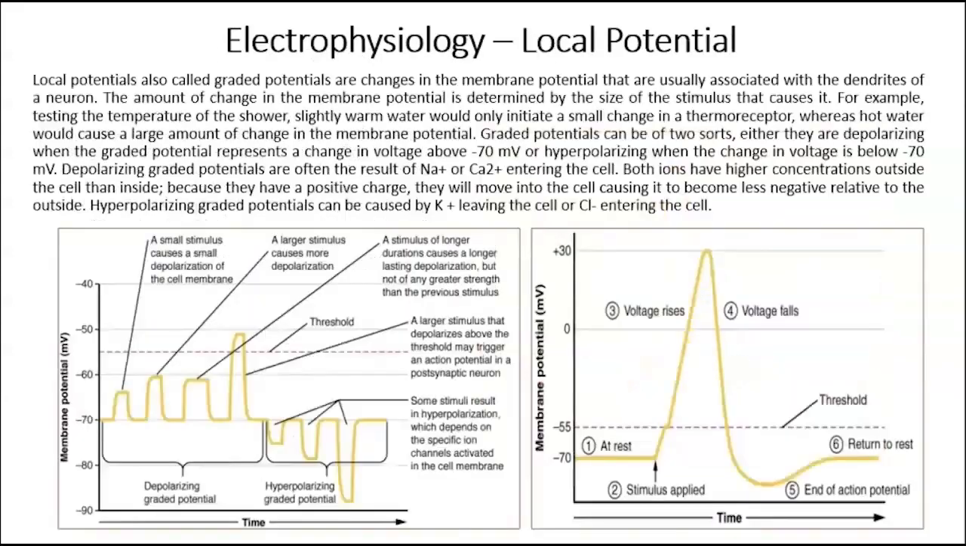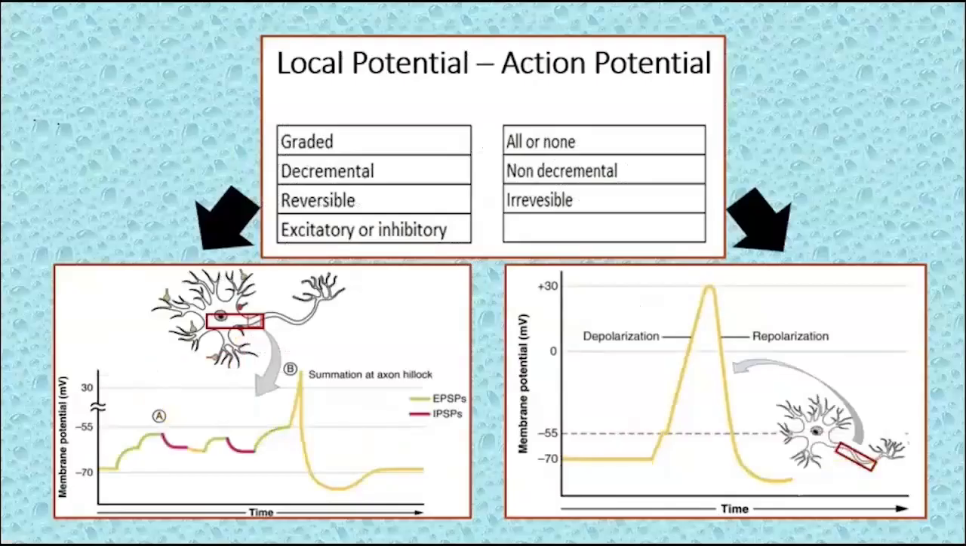Now we have local potentials. So local potentials, they start, but they don't reach the trigger zone. Therefore, those are weak stimulus. They can be excitatory or inhibitory, but they do not trigger an action potential. And right here you have a table where you can compare action potential and local potential. The characteristics for local potential, they are decremental, right? They start, but then they don't reach the trigger zone. They are graded. They are reversible. They can be excitatory or inhibitory.